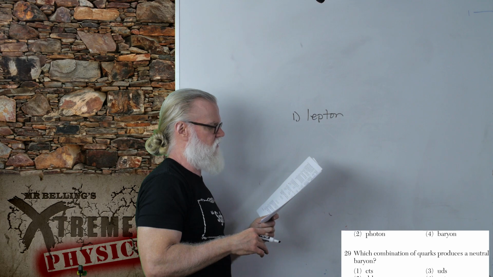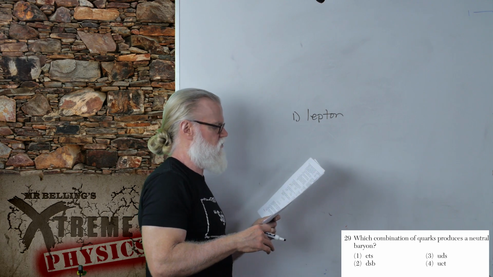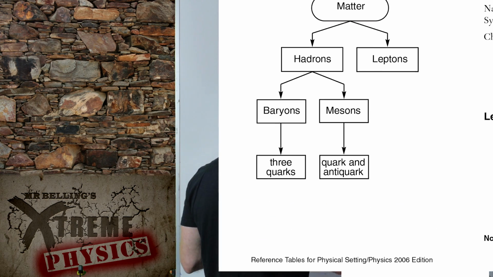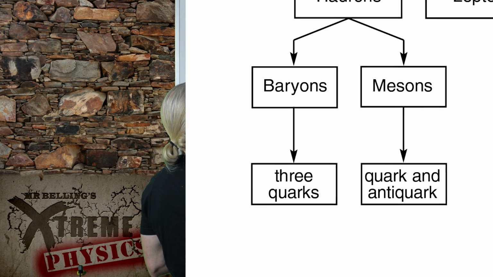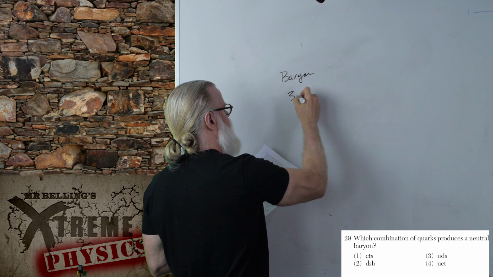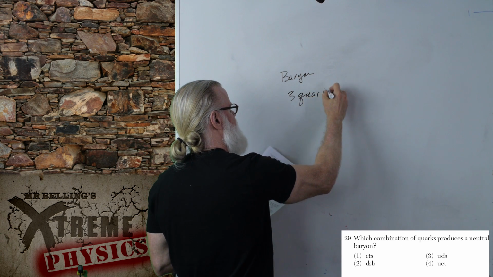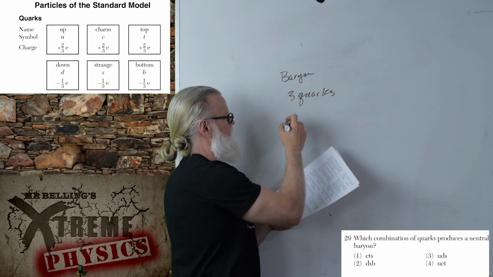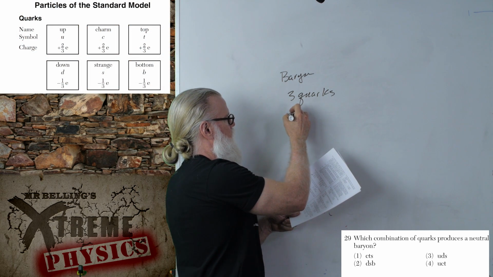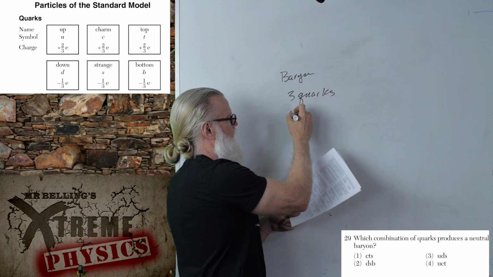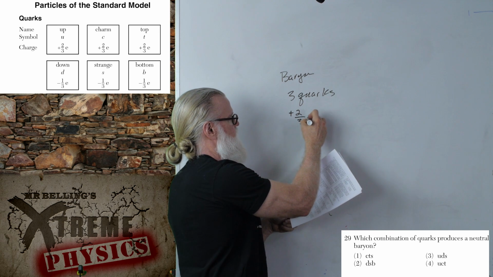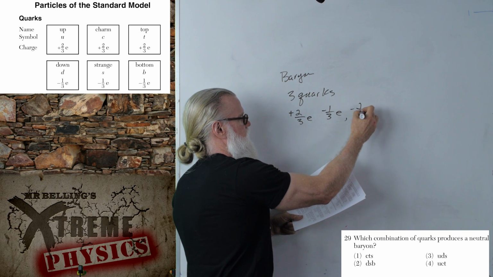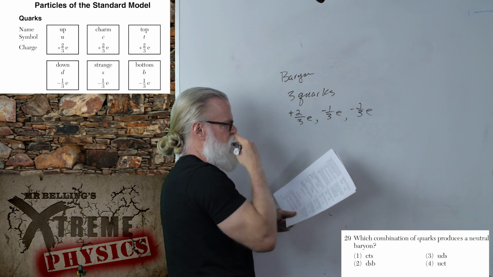All right, which combination of quarks produces a neutral baryon? Regents, a neutral baryon. Okay, baryons. If you take a look, a baryon is going to be 3 quarks. That's it. 3 quarks. All right. Now, if it's neutral, it's going to have 1 quark that is 2/3 elementary charge, then a negative 1/3 elementary charge, and a negative 1/3 elementary charge. That will give us a neutral.